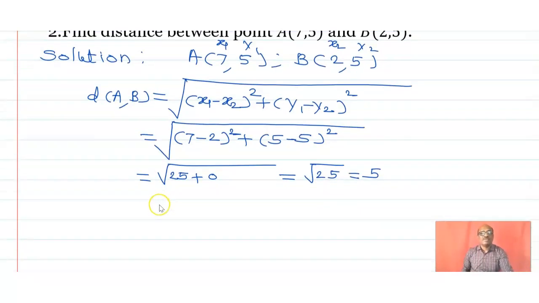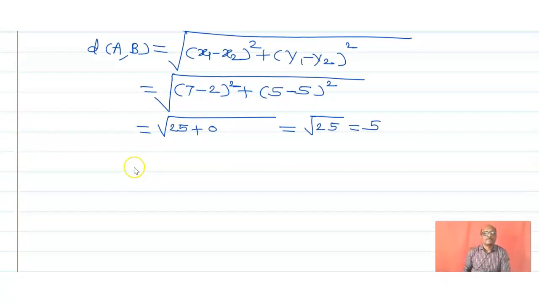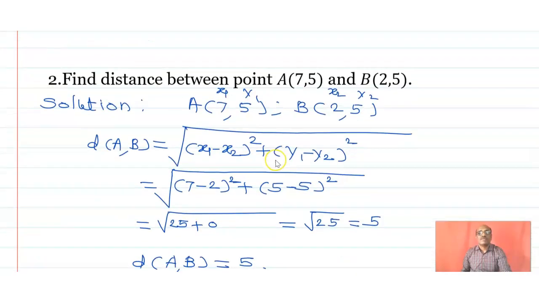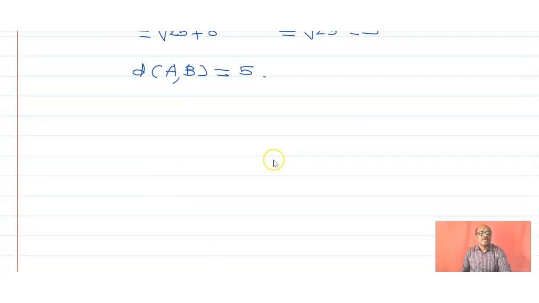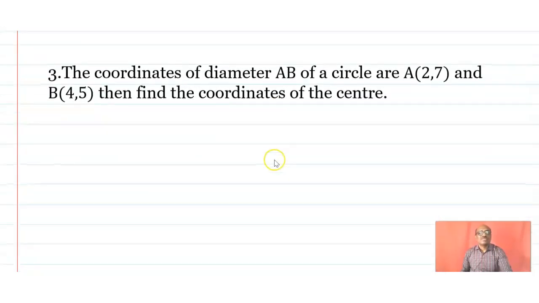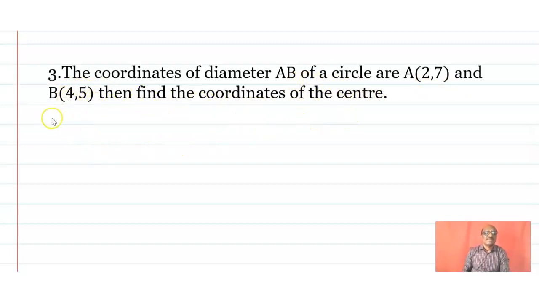Therefore, distance AB equals 5, the distance between the points A and B. Okay, now the next question: the coordinates of diameter AB of a circle are A is 2, 7 and B is 4, 5. Then find the coordinates of its center. Now we see the solution.